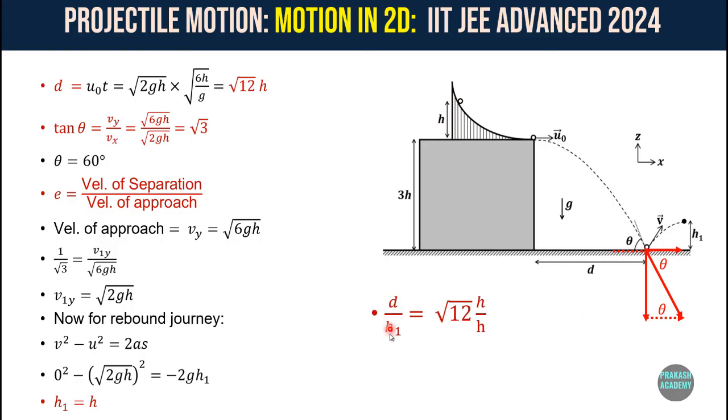So we can calculate d by h1, because we have already calculated this d, that is under root 12h, and then divided by h, so this h cancels. So d by h1 equals under root 12, which is also equal to 2 root 3. So I hope you enjoyed this problem, and this problem covers multiple concepts, and the only thing is you have to pay attention while writing the equation in the x direction and in the y direction.